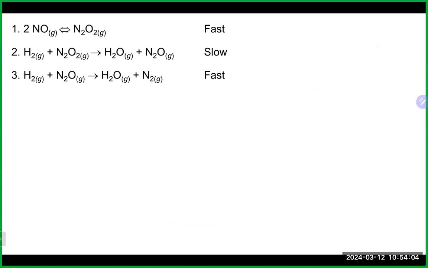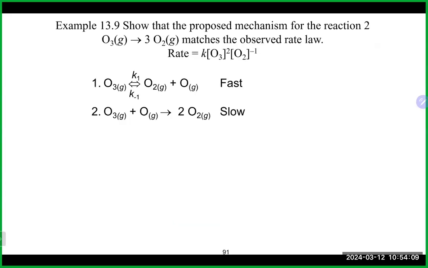All right, I did one. Why don't you try one? See how it goes. Let's say that. That's not it. Let's try that one. All right. Show that this proposed mechanism for this reaction matches the rate law that was observed. The 2 is way up there for some reason, which we'll put where it should go. So give it a go, see what you come up with. Prove it's good or bad.